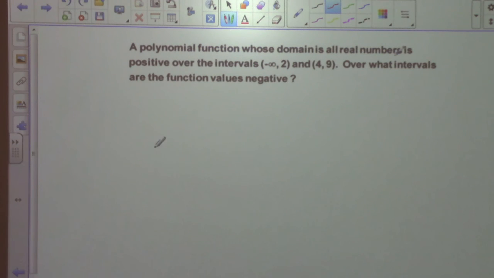Let's go on here. A polynomial function whose domain is all real numbers is positive over these intervals: from negative infinity to 2 and 4 to 9. Over what intervals are the function values negative? What does a polynomial function look like? A polynomial function is either going to be a line or smooth curves. That's all polynomial functions are.